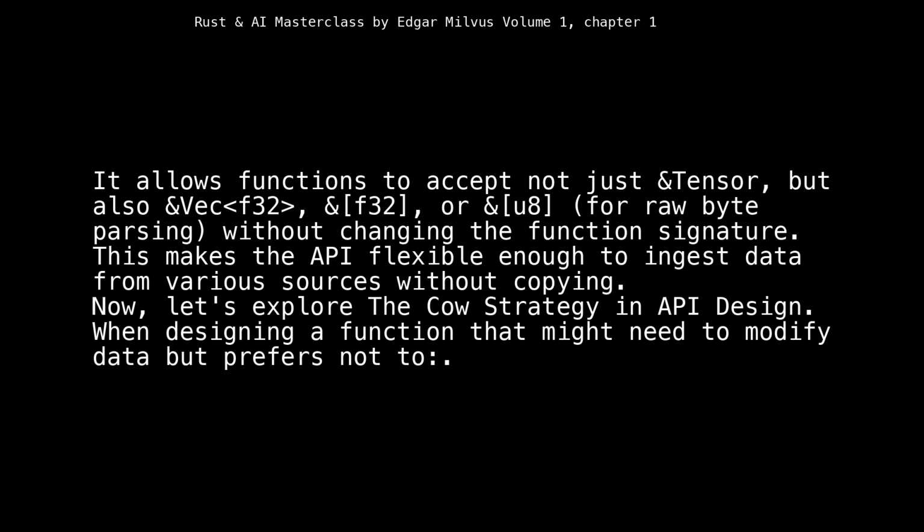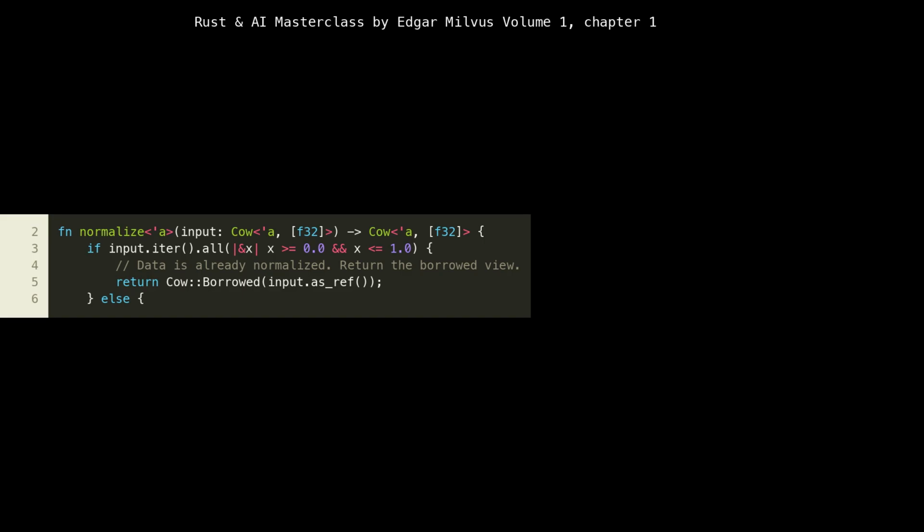Now, let's explore the Cow strategy in API design. When designing a function that might need to modify data but prefers not to, notice how the function signature at line 2 uses a generic lifetime 'a and the Cow smart pointer. This is a critical architectural choice for memory efficiency. We accept a Cow, clone on write, type, which can hold either a borrowed reference or an owned value.